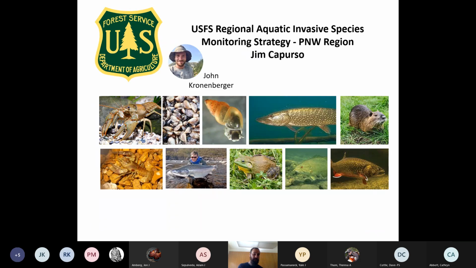The other project where we're applying this technology is for the U.S. Forest Service Regional Aquatic Invasive Species Monitoring Strategy in the Pacific Northwest region. This is being led by Jim Capurso on the field and the management strategy side, and John Cronenberger in our lab on the technical development side. Right now, this is a 10-species chip with some taxa that are of particular conservation concern.